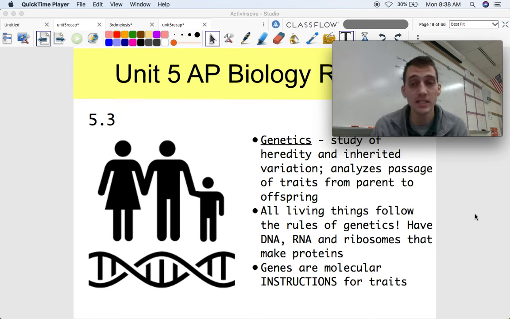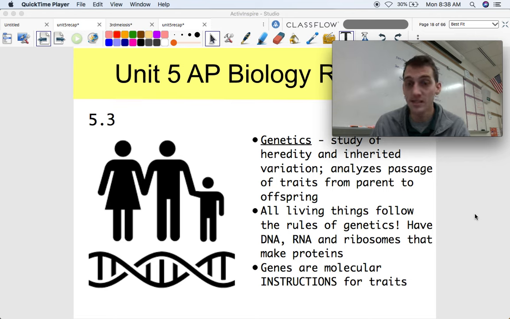So all living things follow the rules of genetics. All living things have DNA, they have RNA that they make the DNA from, and they have ribosomes that are used to make proteins. Okay, so all living things follow those rules. That's called the central dogma of molecular biology. That is also a Unit 6 topic.